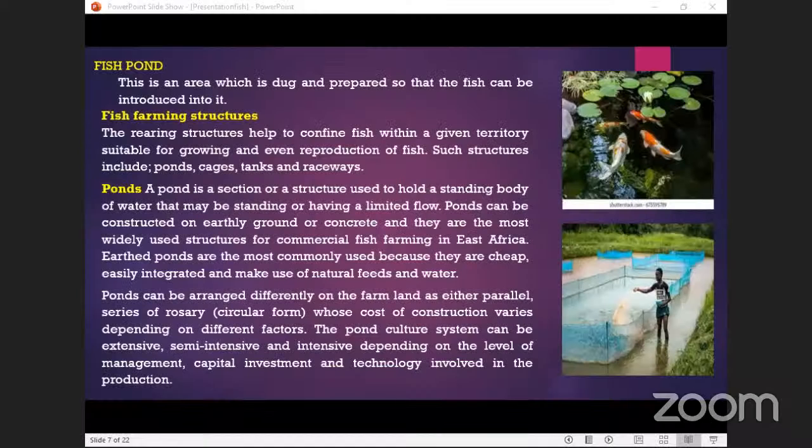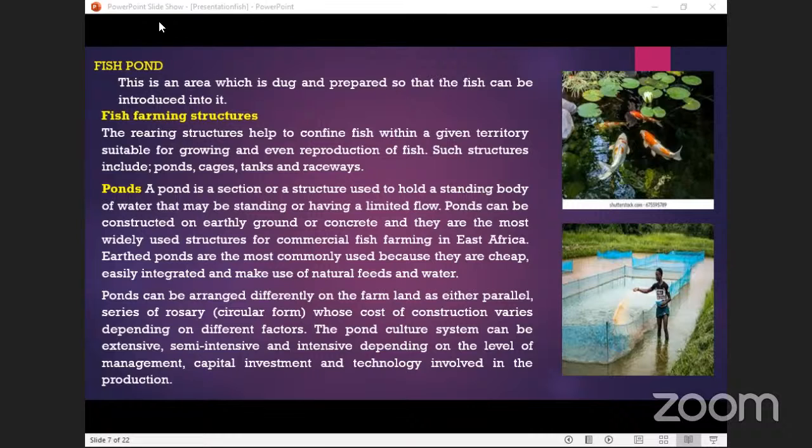as either parallel series or circular in form, whose cost of construction varies depending on different factors. The pond culture system can be extensive, semi-intensive, and intensive depending on the level of management, capital investment, and technology involved in production.